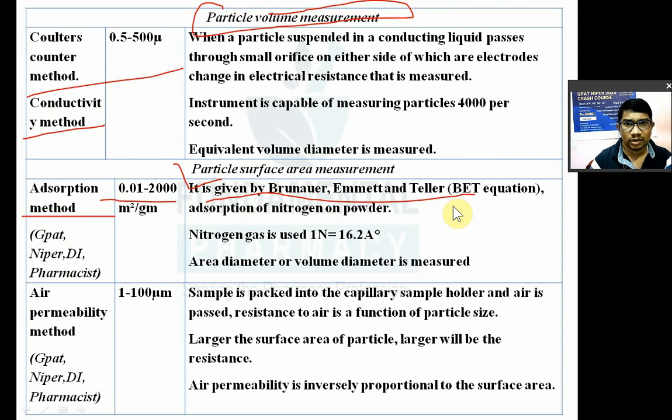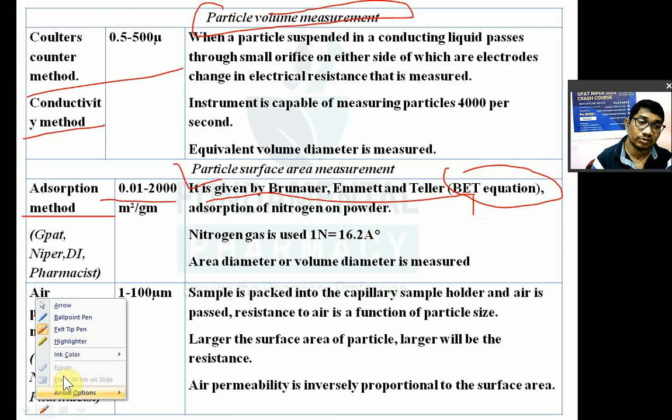Brunauer, Emmett and Taylor, and in short form it is known as the BET equation. These three scientists proposed the adsorption of liquid nitrogen on the powder surface, and they designated one equation known as the BET equation. They used to ask a question like this: the BET equation is related with particle size measurement or particle surface area measurement by the following method. The BET equation is related with the adsorption method.